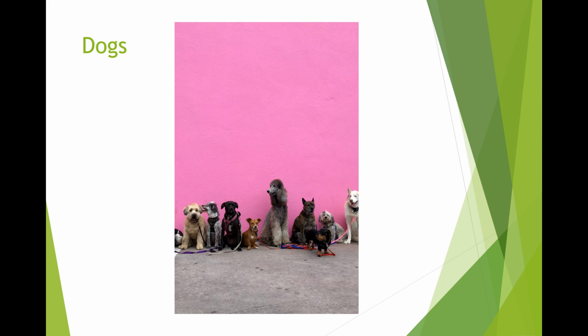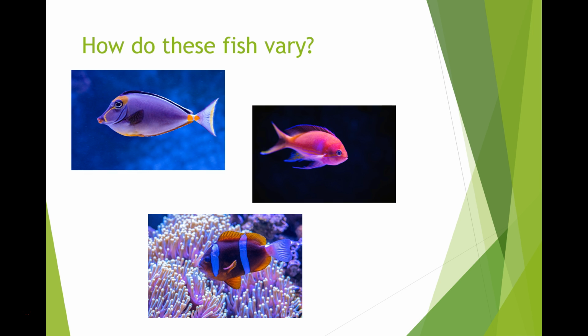Here are some dogs that vary on many dimensions. They vary on breed, height, weight, color, among other things. Here's another example. Can you think of ways these fish vary? Well, they vary in species, shape, weight. Fish also vary in the type of water they live in, saltwater or fresh, etc.